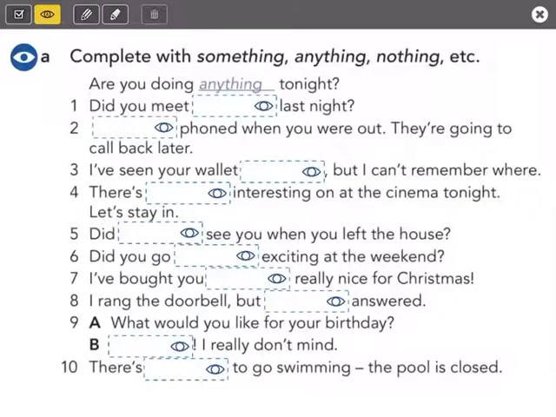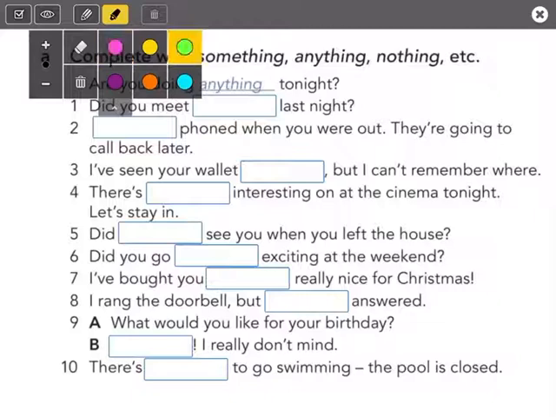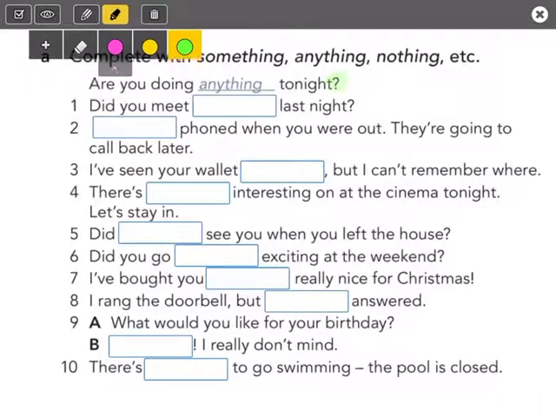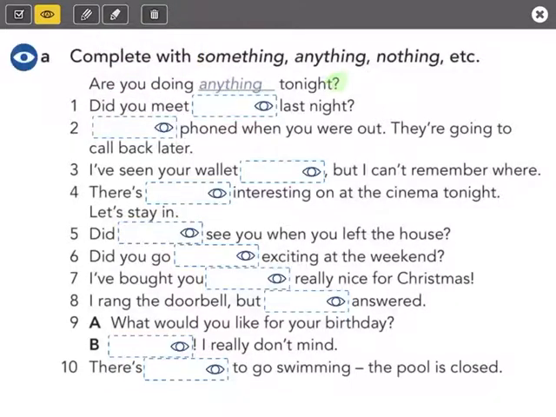Now, have you got some answers? Let's see. We've got an example. Are you doing anything tonight? So what do I have here? Here, no, I have a question, no? Oye, ¿haces algo esta noche? Very nice. Now, let's have a look at number 1.